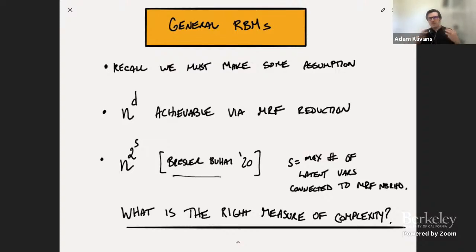But this leaves open the question of what's the right measure of complexity for learning restricted Boltzmann machines? I mean, they seem hard. Ferromagnetism was one way to go, but is there some other natural measure of complexity that lets us handle more general cases?